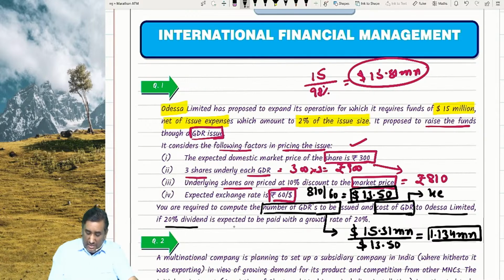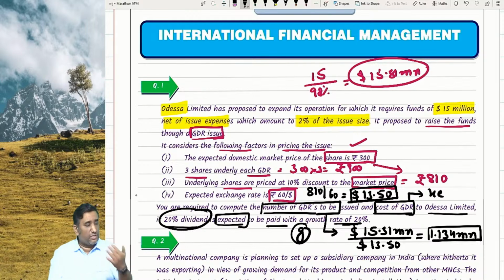If a 20% dividend is expected to be paid with a growth rate of 20. This 20% cannot be a dividend yield; it's a dividend rate. Only thing is in this question they have missed out, otherwise the next time it came, I think they mentioned face value is rupees 10. So you can assume face value rupees 10. That means D1 would be equal to 2. D1 is the expected dividend.